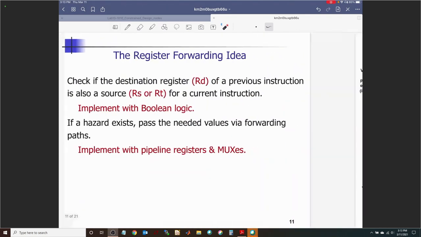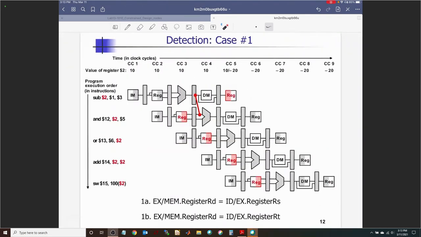Okay, let's move on here to detect. So we need to build a combinational circuit that detects whether this hazard is present or not. So how do I do it? Let's see this play out for two cases. One is with respect to the immediate next instruction, and case two will be for the OR instruction, the instruction following that. So this case one is specifically for the next instruction.